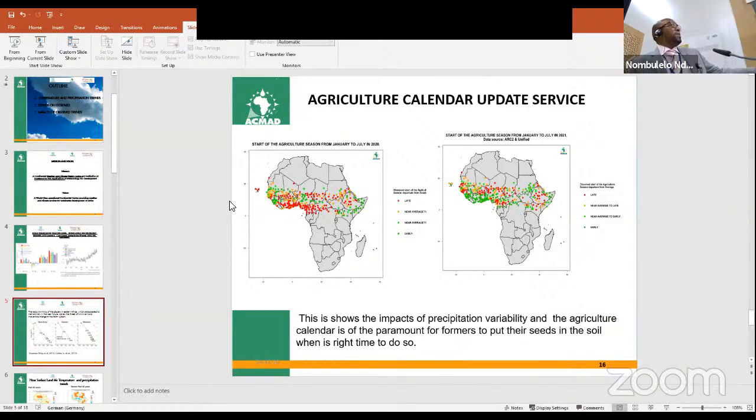In 2020, there were so many areas with a delayed onset, but in 2021, there were many areas where the precipitation came early. So this showed the importance of precipitation variability, and the agriculture calendar is paramount for farmers to put their seed in the soil when it's the right time to do so.